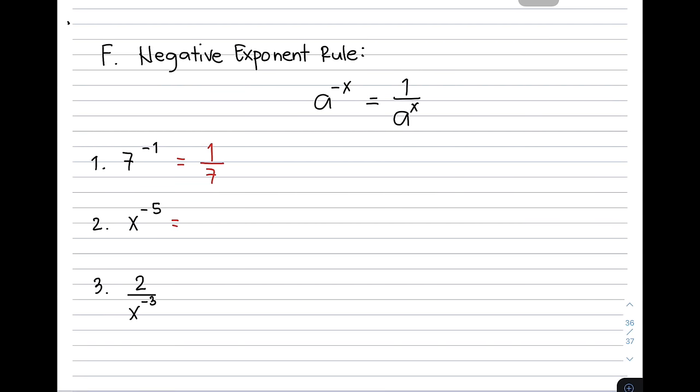For item number 2, x raised to negative 5, same thing with number 1, that is equivalent to 1 over x raised to 5. Ganun siya ginagawa. Number 3, we have 2x raised to negative 3. As you can see, yung term o yung expression na may negative exponent ay nasa denominator. So kung nasa denominator siya, ilipat mo siya ngayon sa numerator to make it positive. So the answer for item number 3 is 2x raised to 3. This is the answer for item number 3.